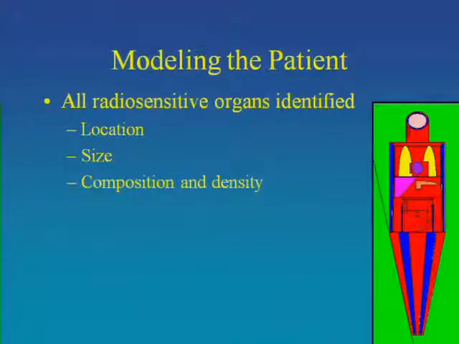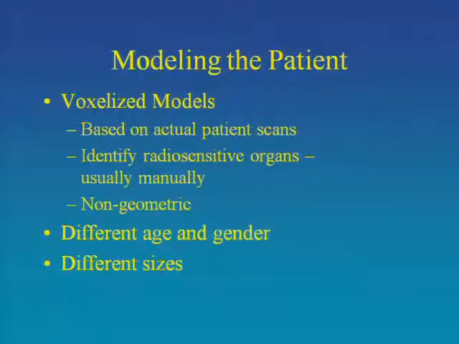What you would like to have is the radiosensitive organs identified, the location, the size, and their composition and density. That's been done for the MIRD phantom, and doing that for other models can be very tricky. I'm going to talk briefly about modeling using voxelized models, which we did based on actual patient scans, and identifying radiosensitive organs, typically manually by torturing some MD or graduate student or resident to say, please outline the following things. I'll show you some examples. We know that age and clearly gender makes a difference here, so it would be good to have a family of models that span age and gender, and Peter's going to talk some more about that as well, and not just age and gender, but different sizes.